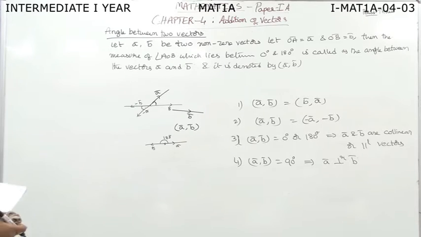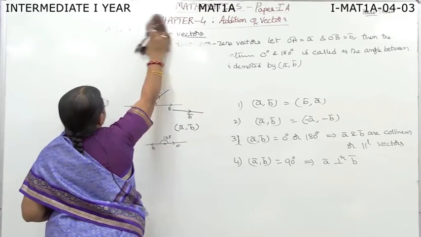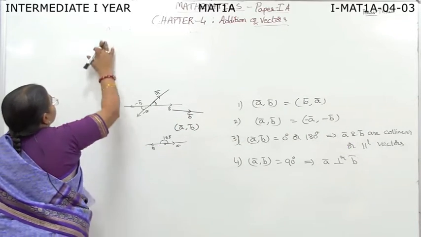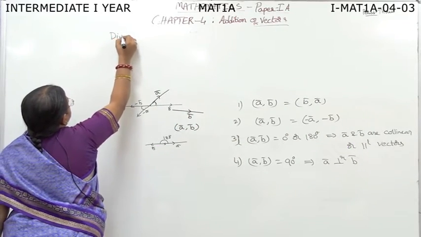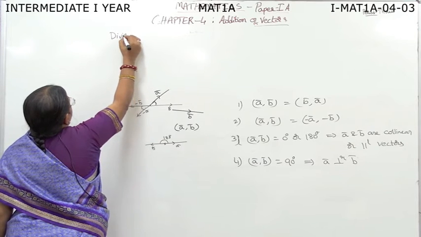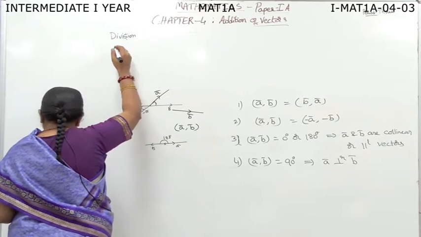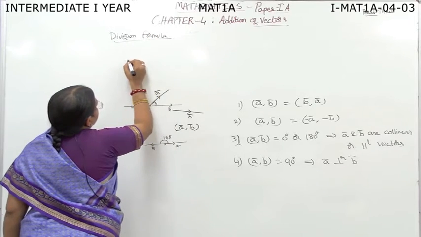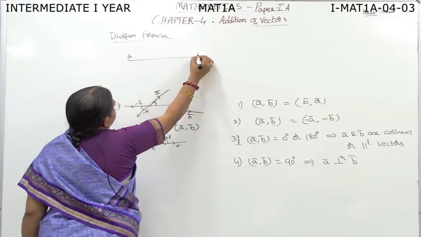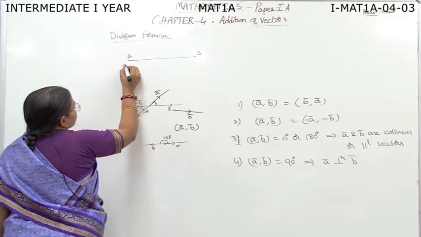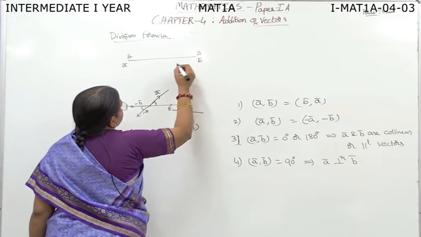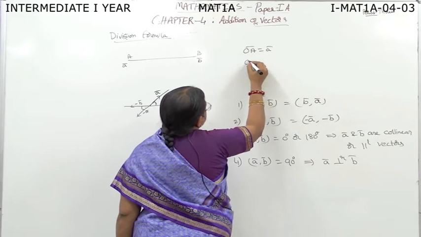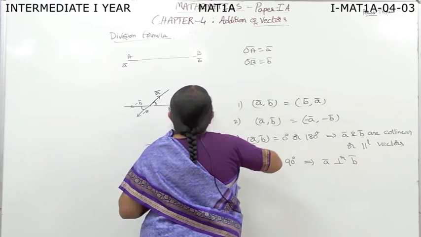Next is the division formula, which you have in 2 dimensions also. The similar division formula. Now suppose that AB is a vector. A position vector is small a bar. B position vector is small b bar. That means OA is equal to a and OB is equal to b.